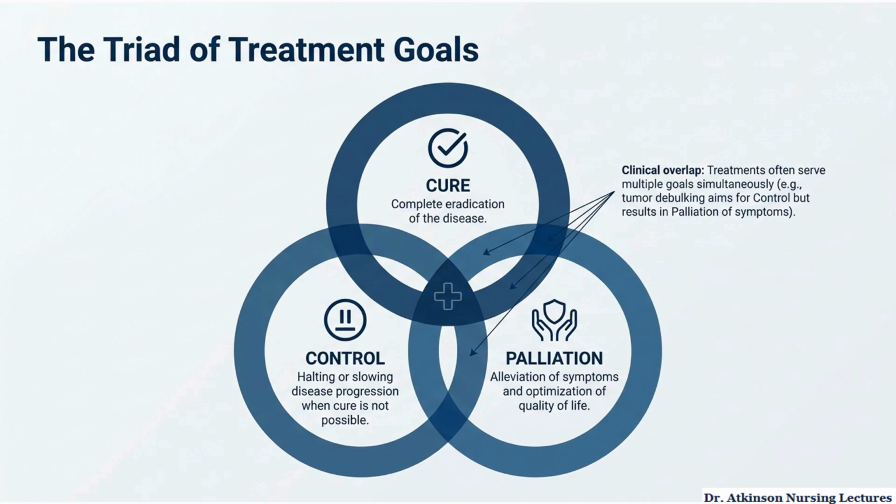Cure aims to eradicate disease. Control focuses on slowing progression and maintaining quality of life. And palliation prioritizes symptom relief and comfort. These goals may overlap depending on disease stage and patient condition. Understanding the treatment goal helps nurses provide accurate education, realistic expectations, and appropriate emotional support.